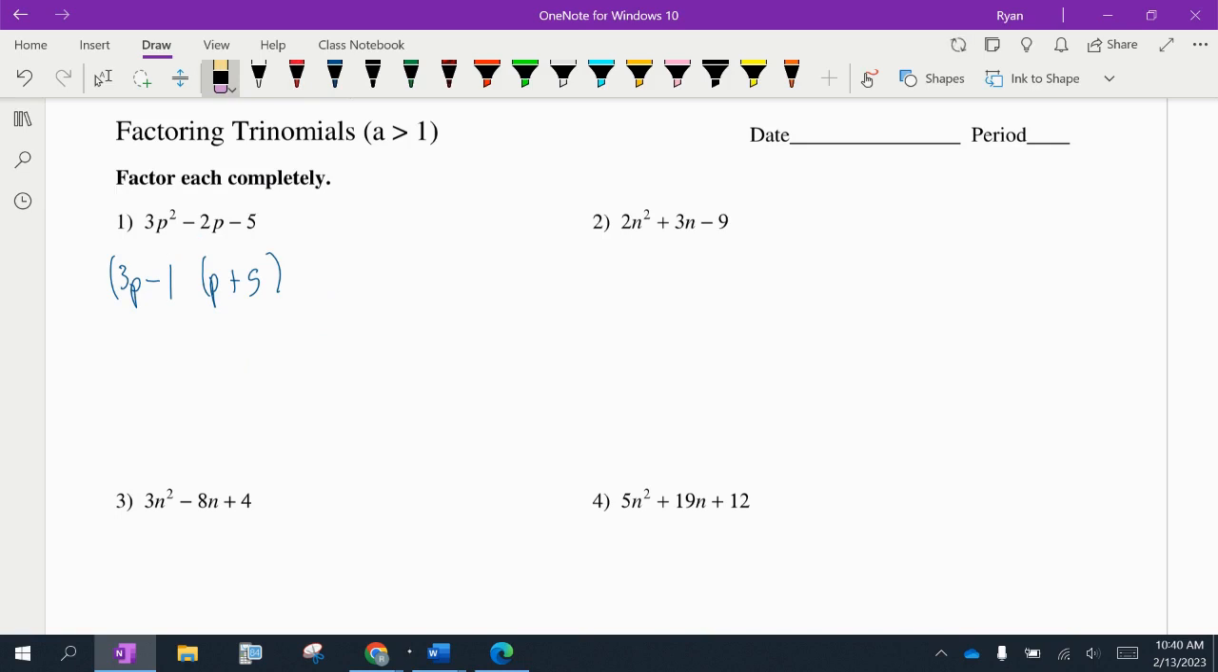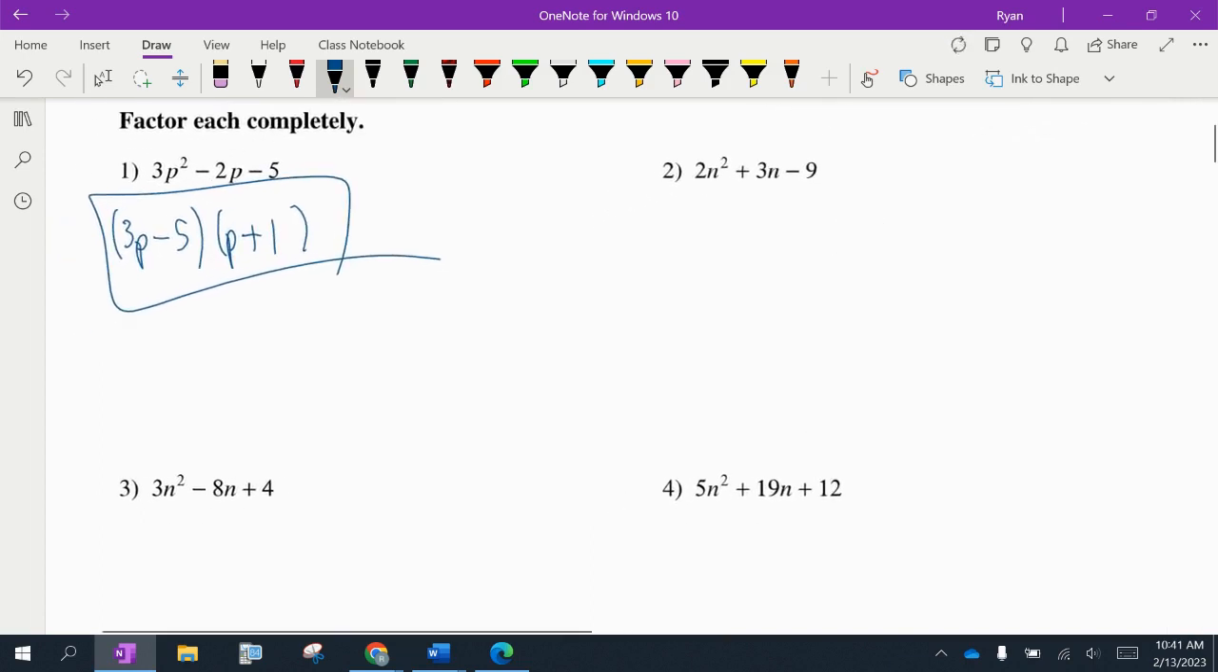So I'll go back to the one I happened to guess correctly at the very beginning. It was 3p minus 5, p plus 1. That is our answer. Multiplying all this out would give us the original, and that's just using guess and check. Now on this next one to the right, I see the last number isn't prime, so using guess and check probably wouldn't be my method of choice.